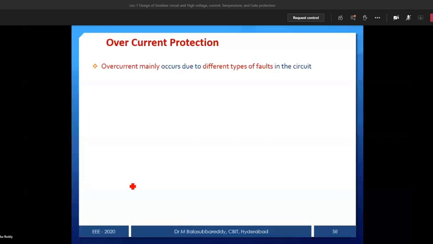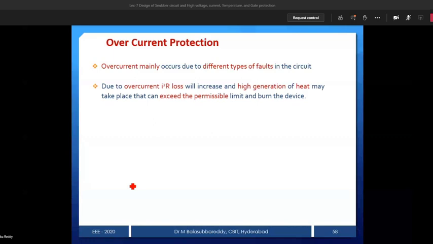Overcurrent occurs in different types of faults. What will happen? Overcurrent leads to I square R losses. I square R losses means, in terms of temperature, high generation of heat. So temperature rises. What is the problem? You recall, I think maybe in the initial part I told the turn on methods of SCR. One is temperature triggering.